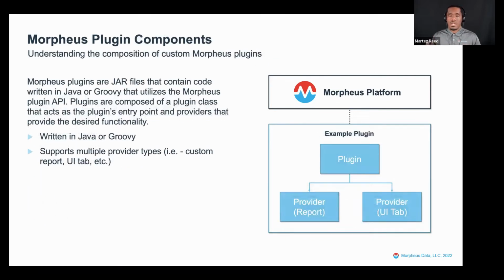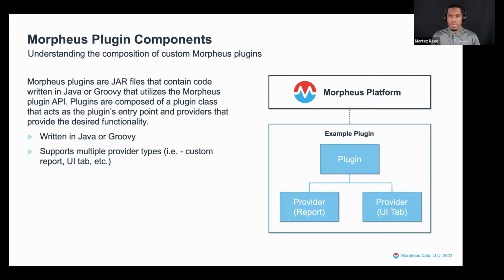Let's take a quick look at the composition or makeup of a plugin from the Morpheus perspective. Morpheus plugins are compiled jar files. The plugins are written in Java or Groovy. From an architecture or structure standpoint, one thing to note is that the plugin can have multiple providers. What that means is that a plugin can utilize various different types of providers within a single plugin, or multiple instances of a single provider.